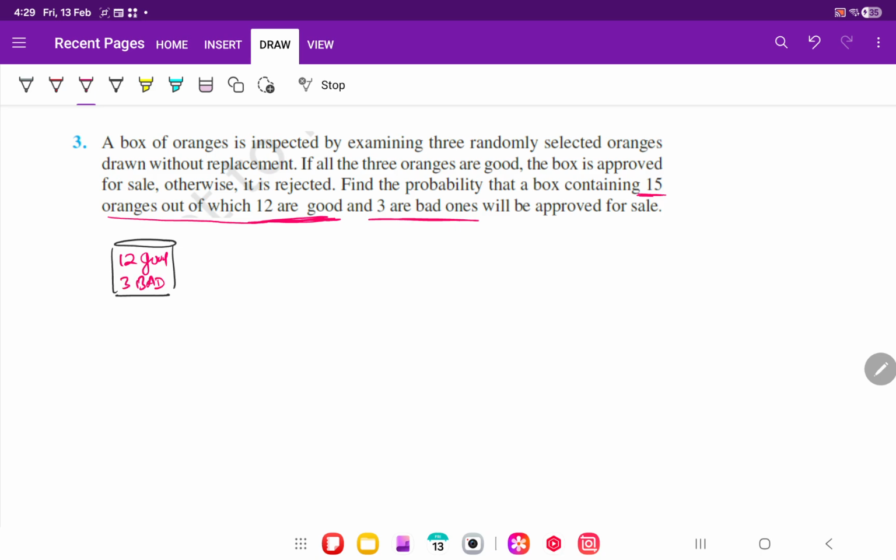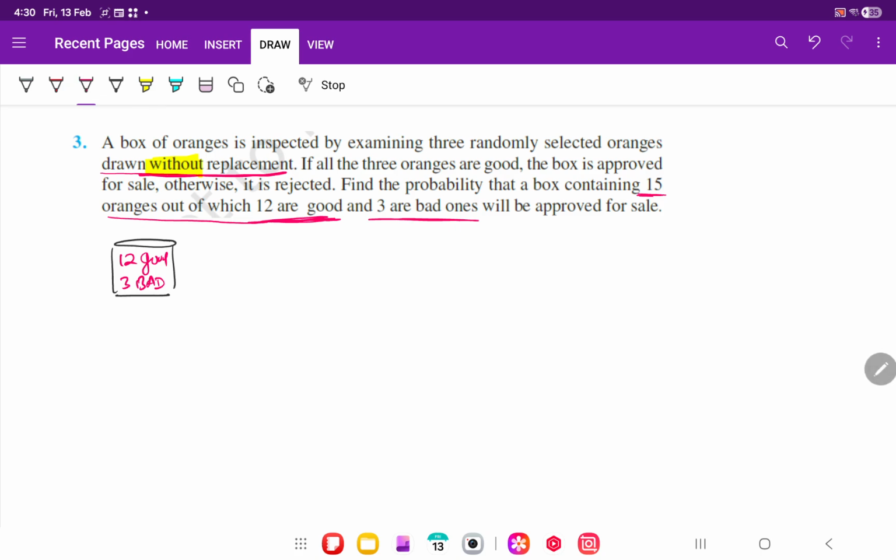So what is the question? A box of oranges is inspected by examining 3 selected oranges drawn without replacement. So you need to take out 3 oranges. If all the 3 oranges are good, the box is approved for sale. Otherwise, rejected. So oranges you are inspecting without replacement. So this is the key here, without. Okay. Now, find the probability box containing 15 oranges, out of which 12 are good, 3 are bad, will be approved.